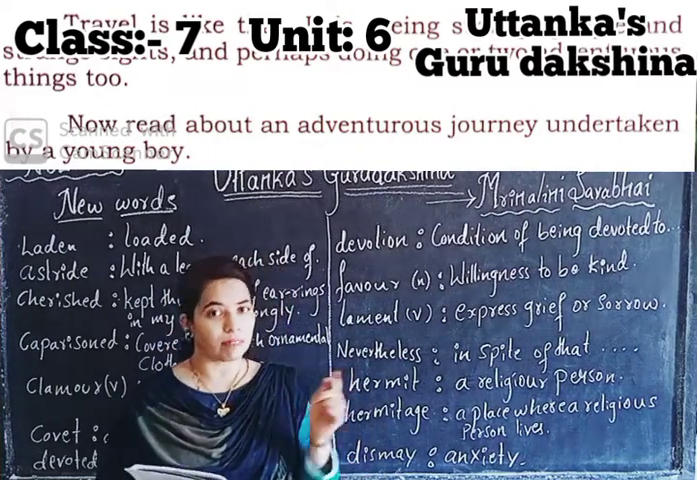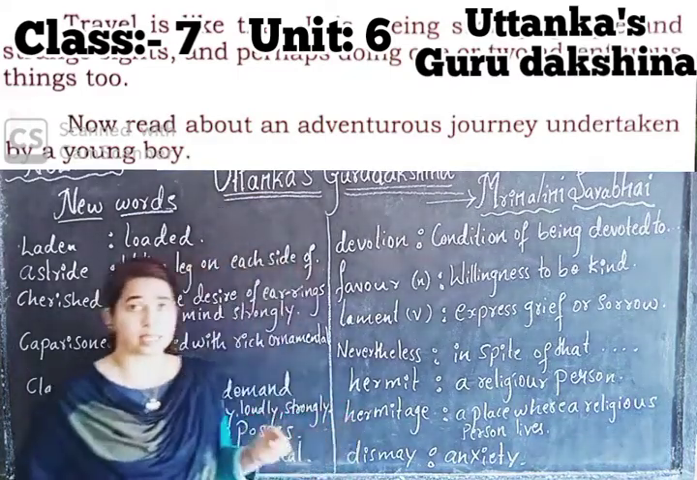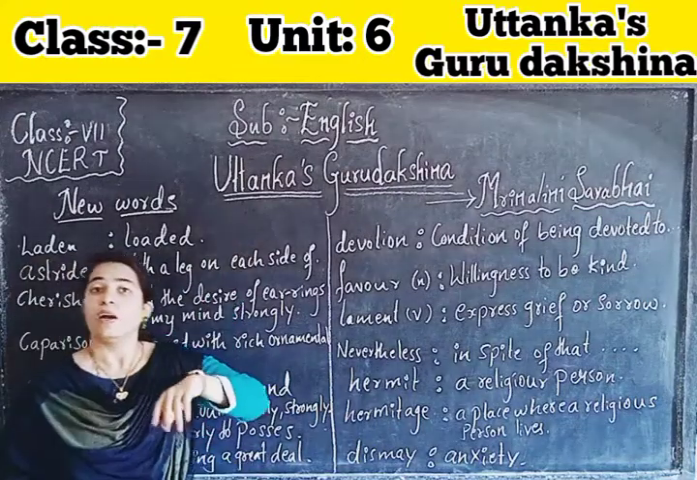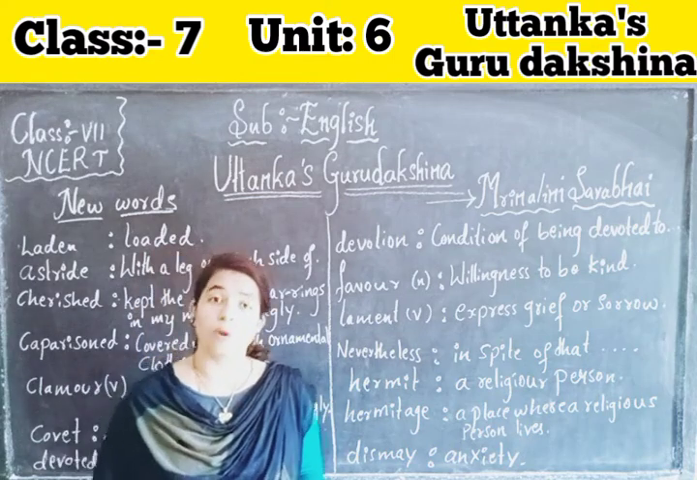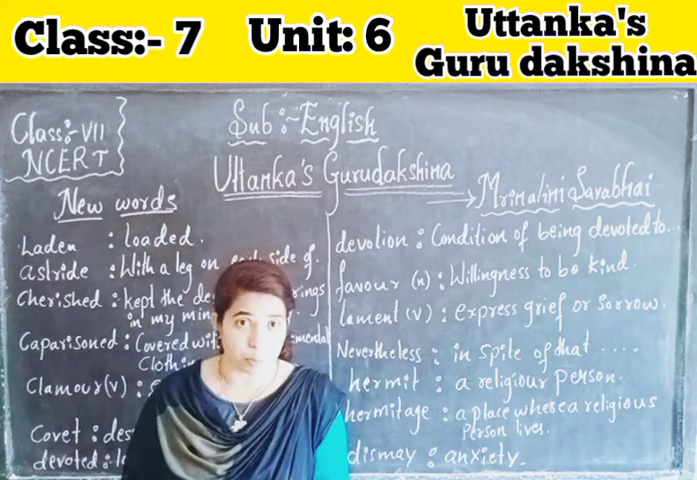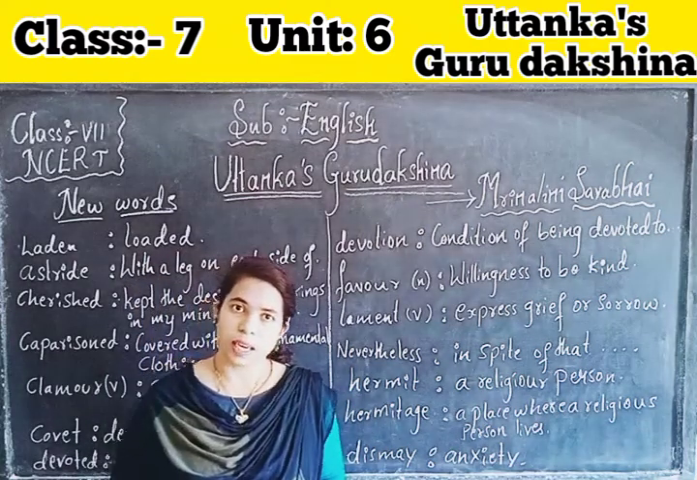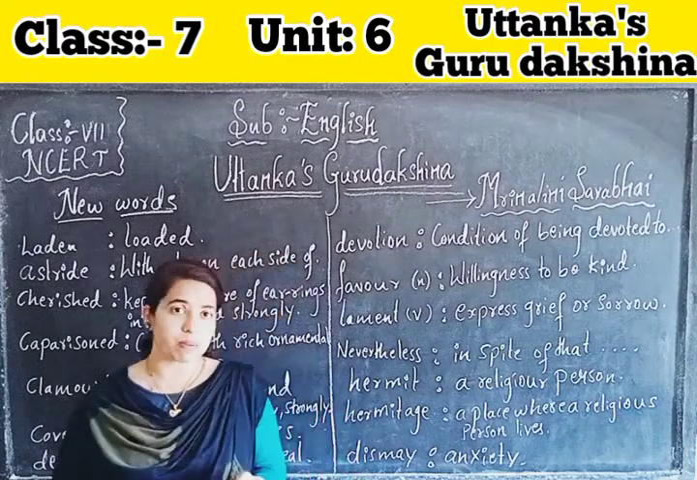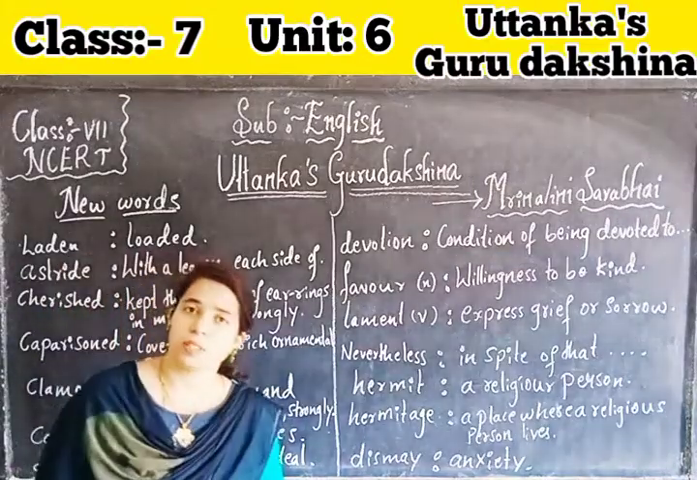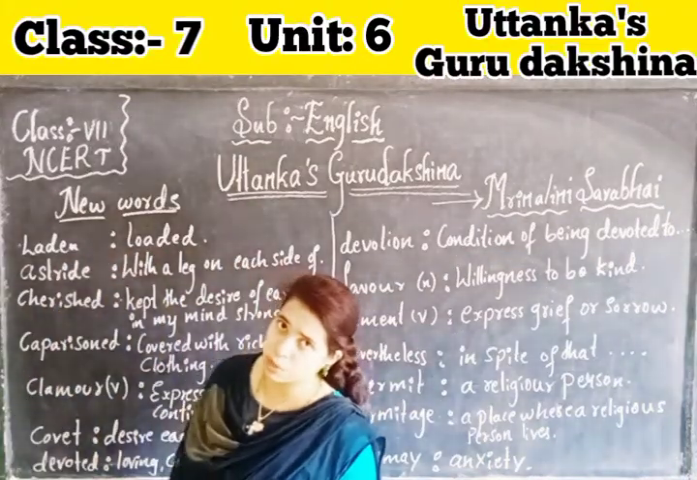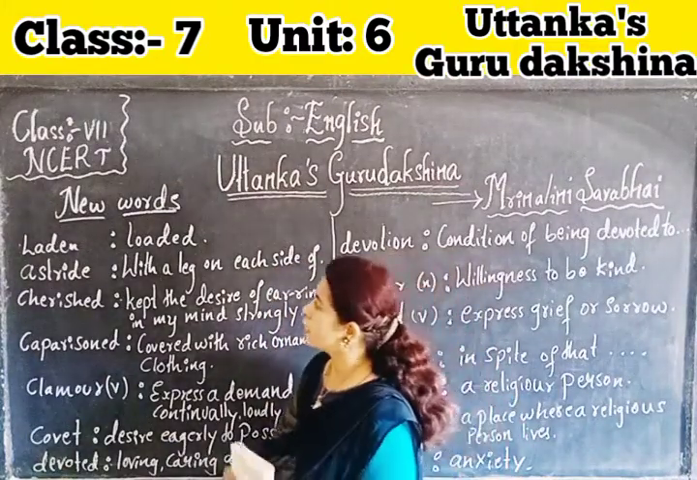Now read about the adventurous journey undertaken by a young boy. Yes, this lesson is about Uttanka. Uttanka is a young boy. Yes, now we will read the lesson and I am going to explain to you how the journey of the boy takes place and what all new things he will observe. Okay, all these we will observe in this lesson. Coming towards the lesson. Before going to the lesson, there are some important new words which will appear in this lesson for you. First, let us see about them and then we will go for the lesson.